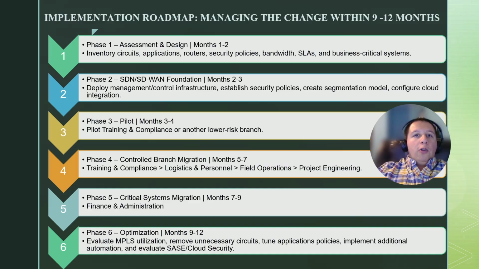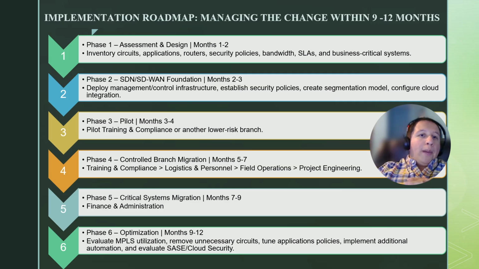And this is going to be the roadmap, right? It's going to be a change within 9 to 12 months. Phase one, assessment design. We're just going to go over designing, put out the security policies, the bandwidth, service level agreements, and business critical systems. Phase two, SDN and SD-WAN foundation, deploy management control infrastructure, establish security policies, and create segmentation model, configure cloud integration.